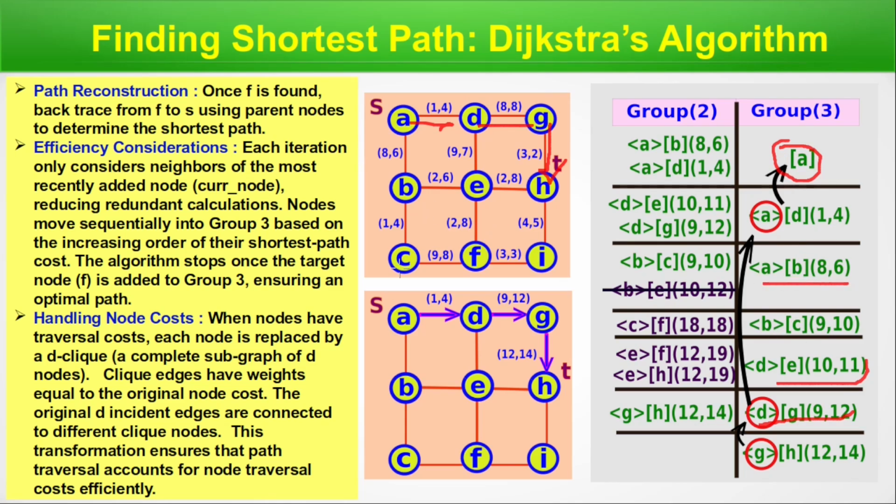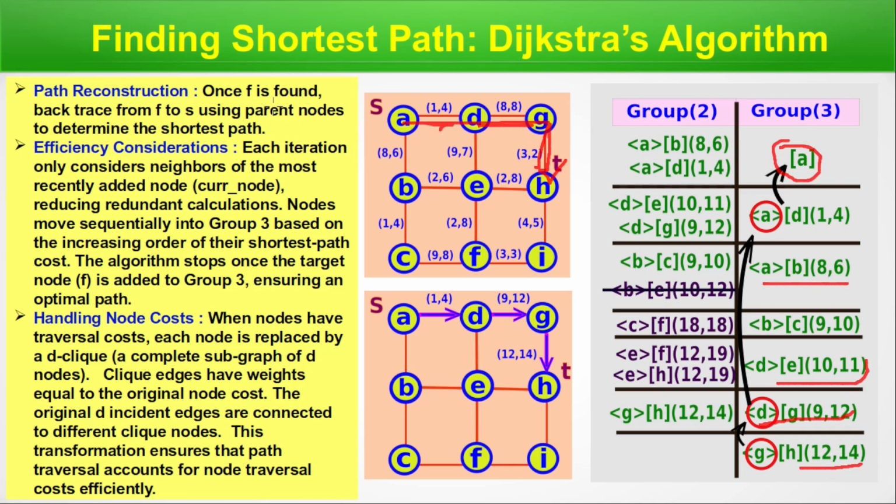B to C is known and accepted, 9, 10. Now E to F is 18, 18, 12, 19, so the cost is increasing. E to H and C to F are very costly, so we are not accepting them. Rather, G to H is 12, 14. D to G is 9, 12, and 9, 12 plus 3, 2 gives 9 plus 3, 12, and 12 plus 2, 14. This is a very small example of a graph. So this is the least costly path, and we will move from S to T through this path: A, D, G, H.